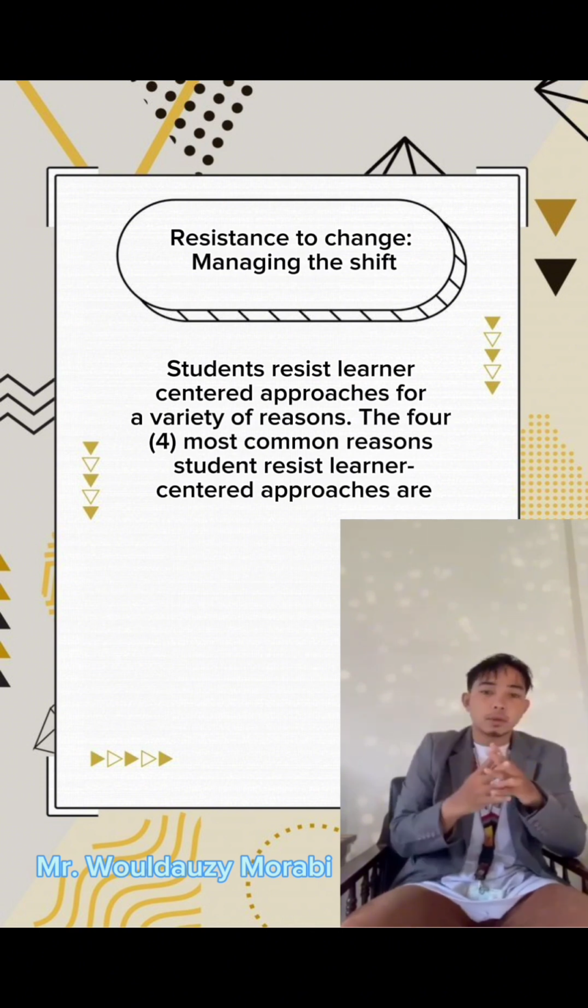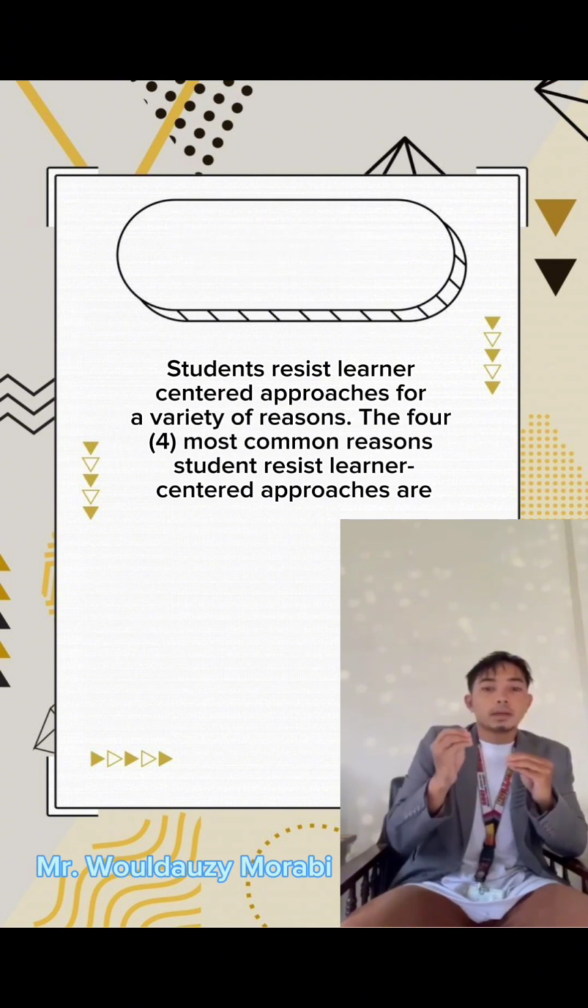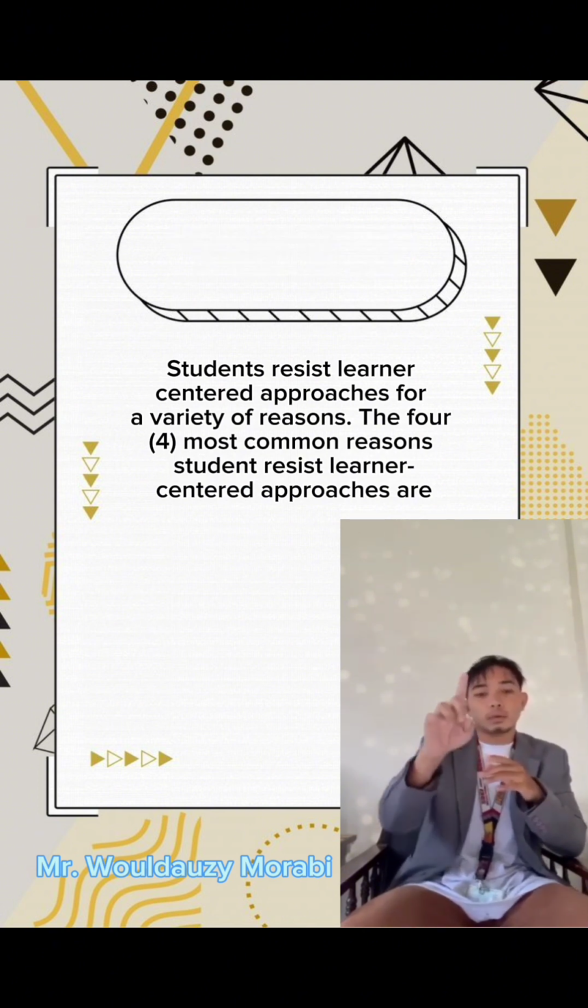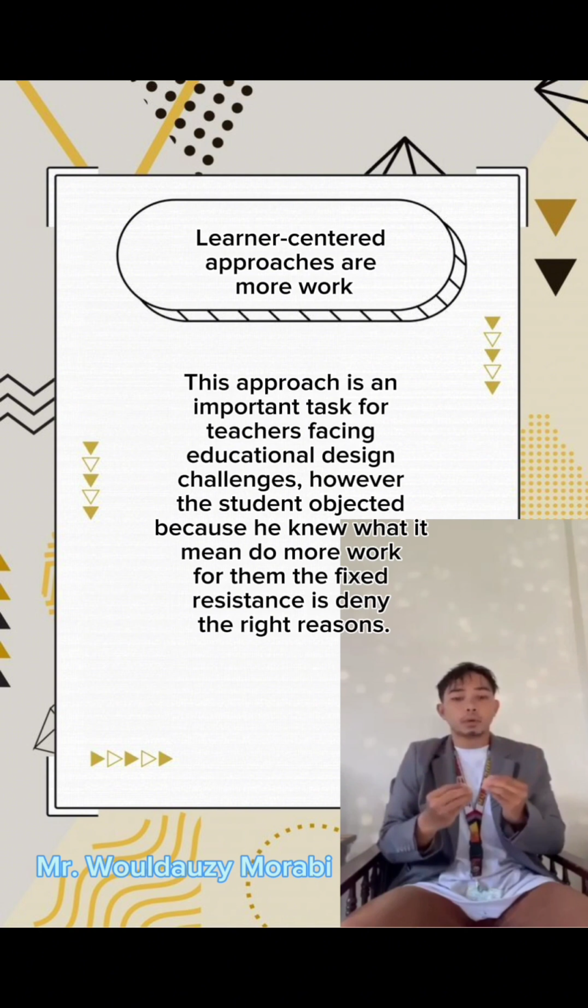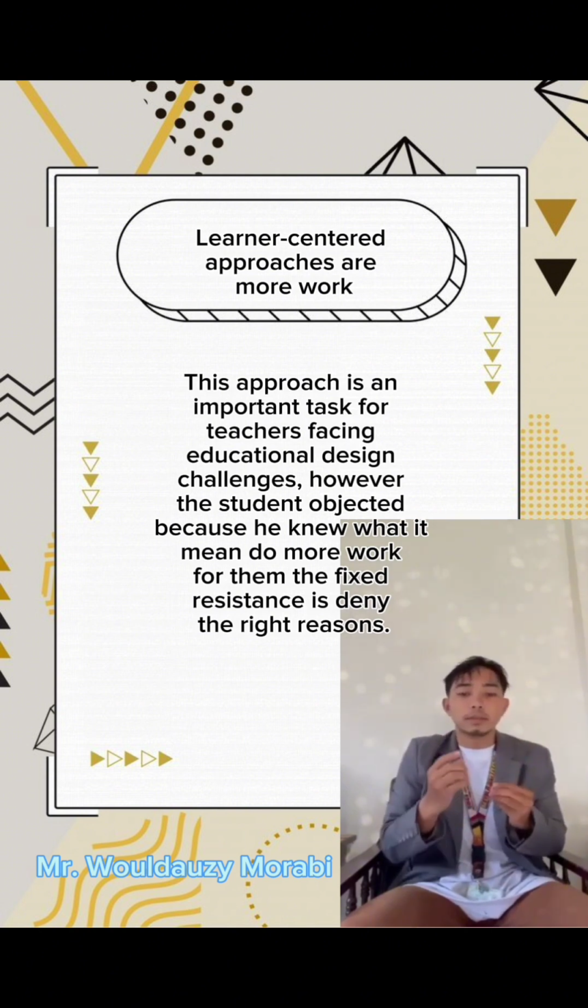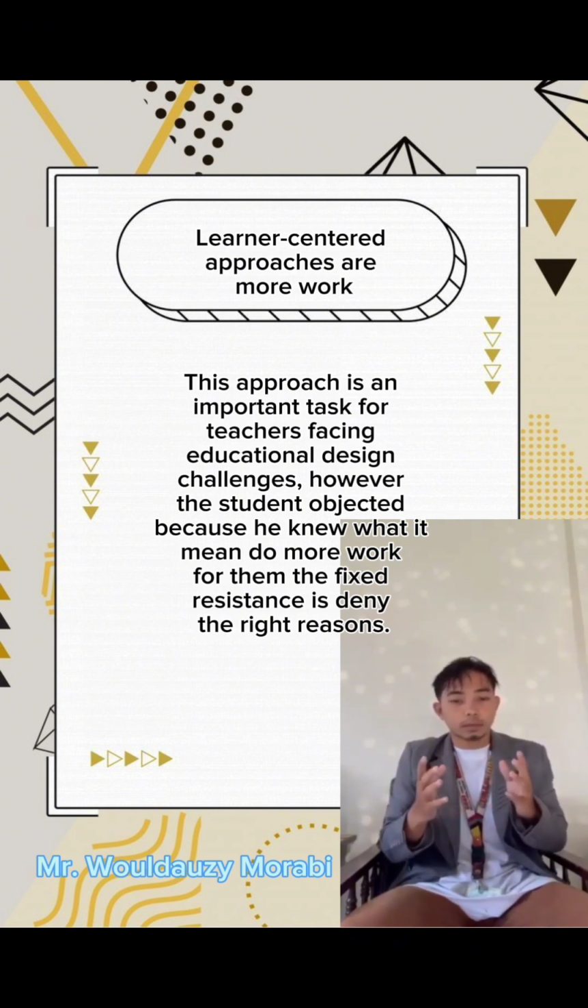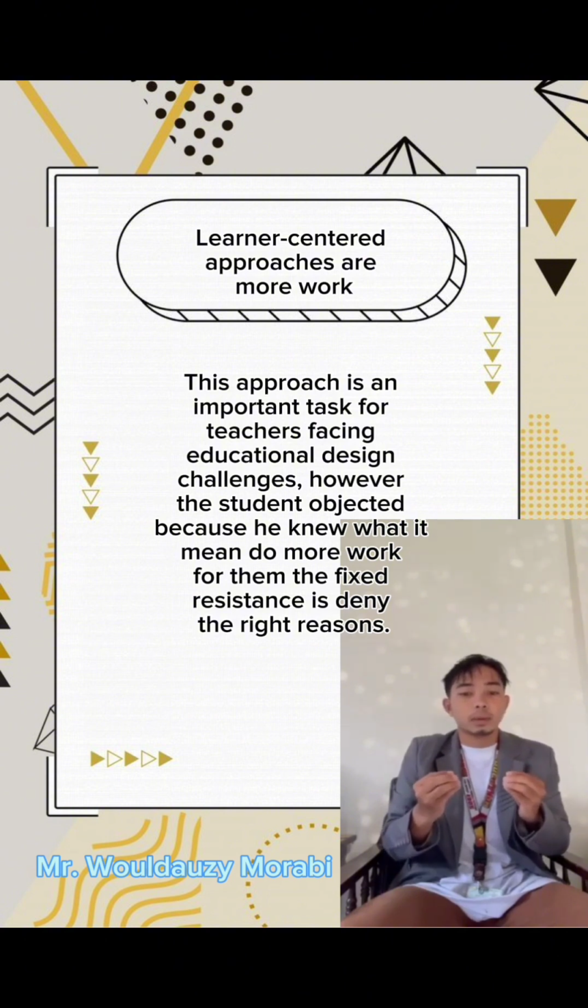The four most common reasons students resist learner-centered approaches are: number 1, first, learner-centered approaches are more work. This approach is an important task for teachers facing educational design changes. However, the students objected because they knew what it meant to be more work for them. The fixed resistance is denied the right reasons.